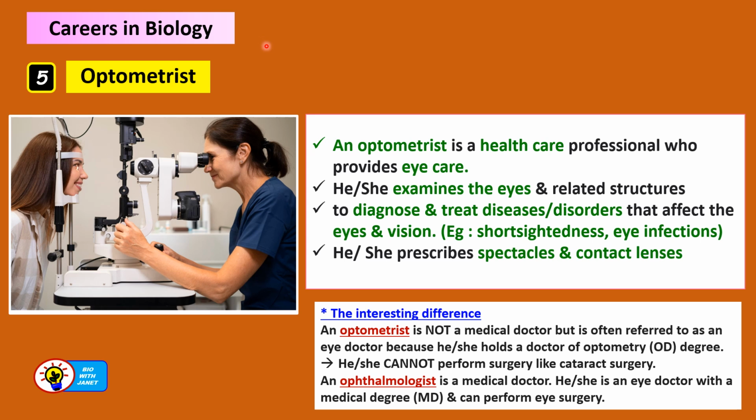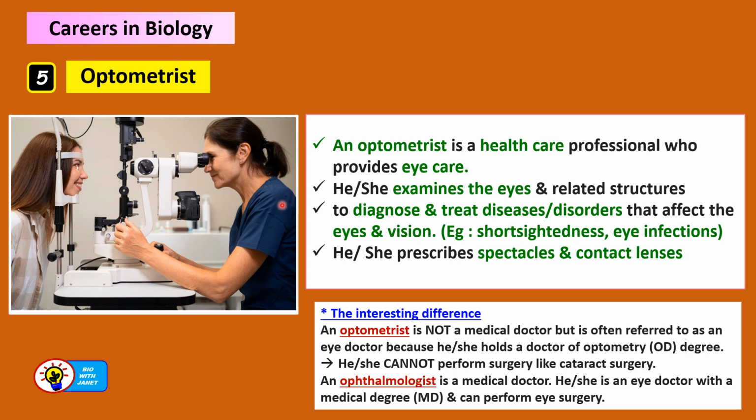The next career in biology is optometrist, which is quite a common or popular choice for students. An optometrist is a healthcare professional who provides eye care. He or she examines the eyes of the clients and also related structures to diagnose and treat diseases or disorders that affect the eyes and the vision.